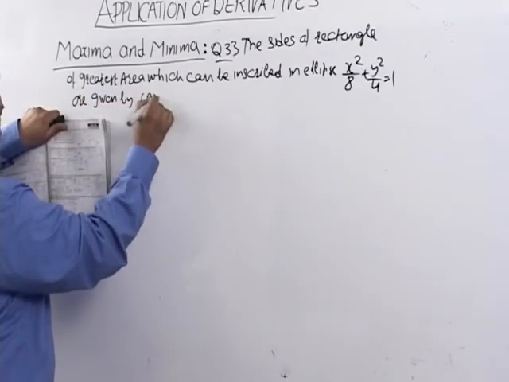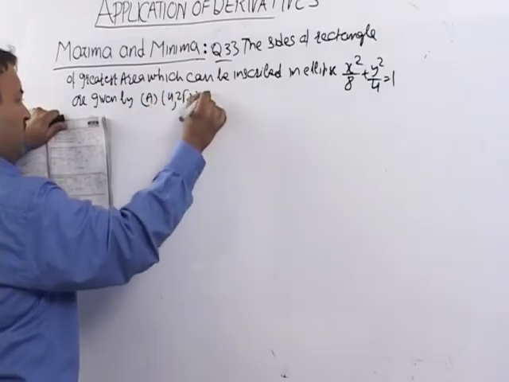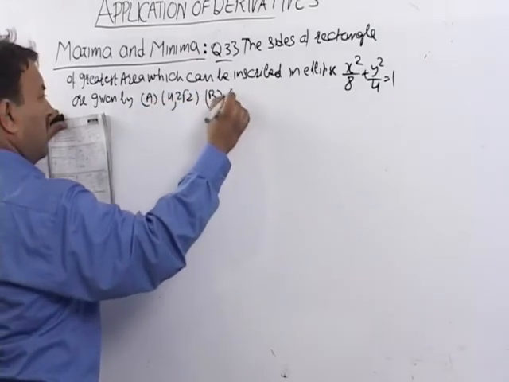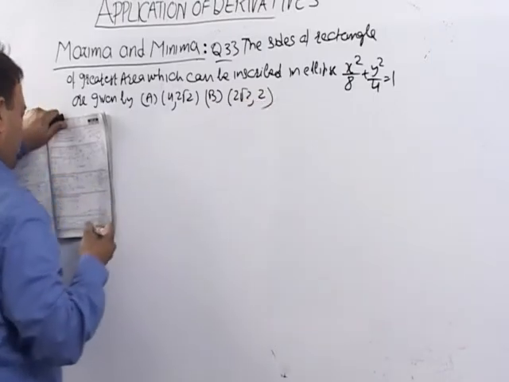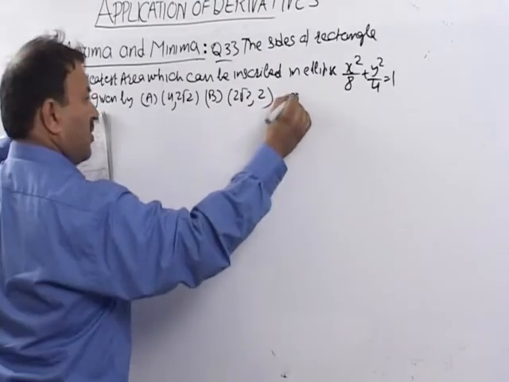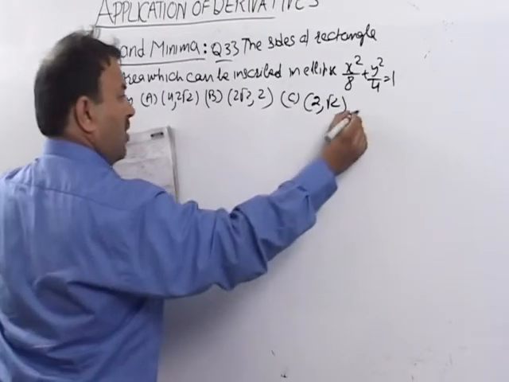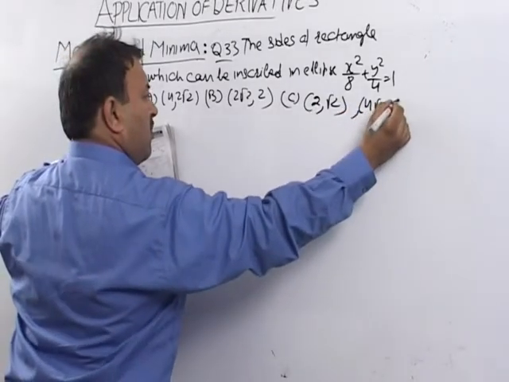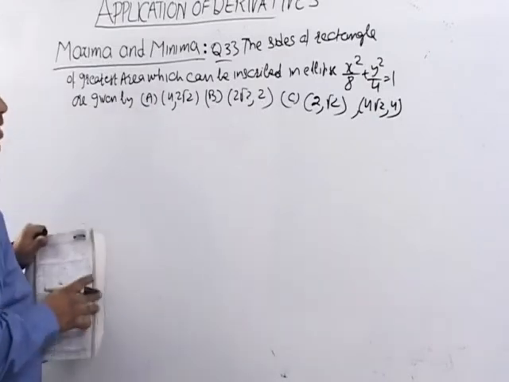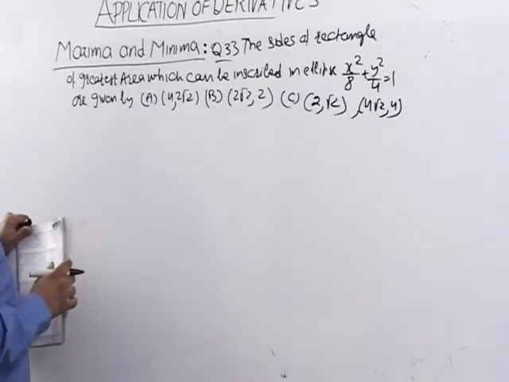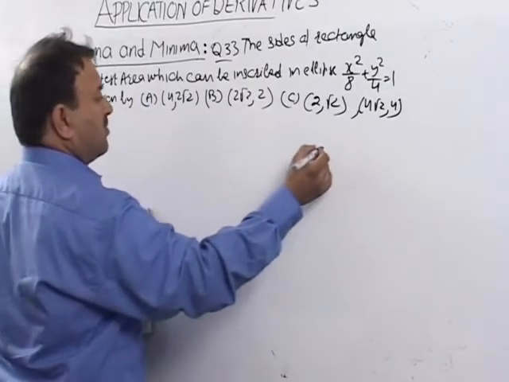A is 4 comma 2 root 2, B is 2 root 2 comma 2, C is 2 comma root 2, and D is 4 root 2 comma 4. Now the sides of a rectangle of greatest area which can be inscribed in an ellipse.